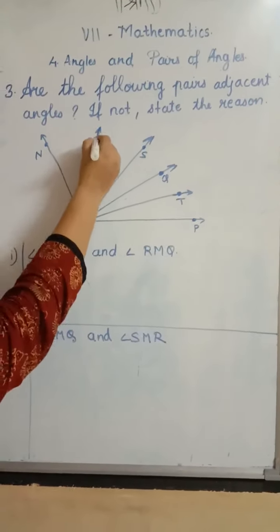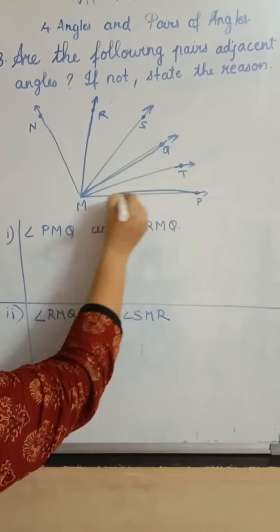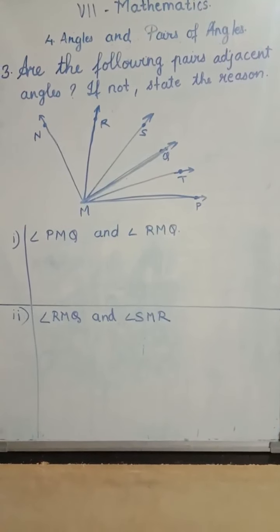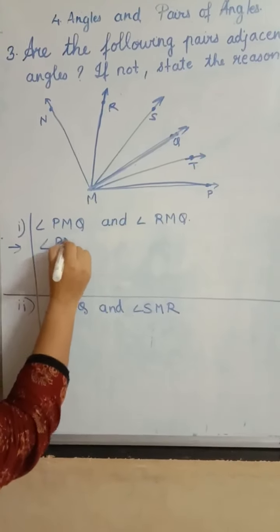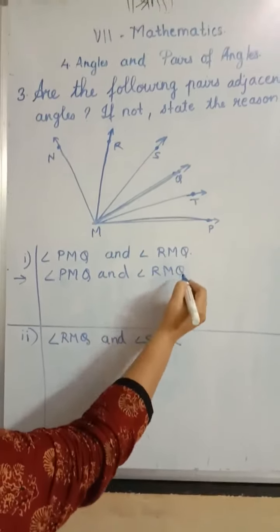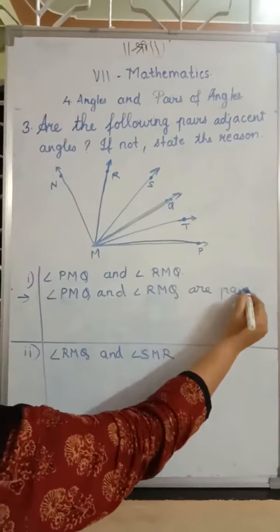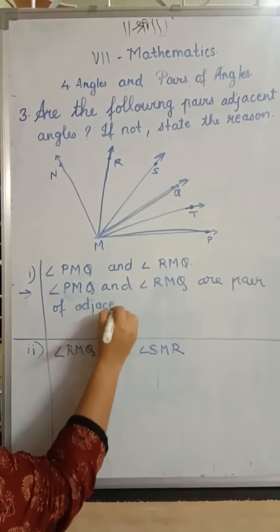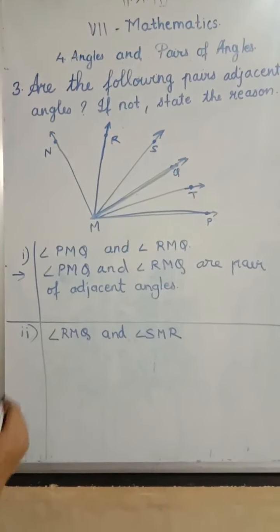See here, RMQ and PMQ. Is it a pair of adjacent angles? Yes. So what will be your answer? Angle PMQ and angle RMQ are a pair of adjacent angles. Okay. Now the next one.